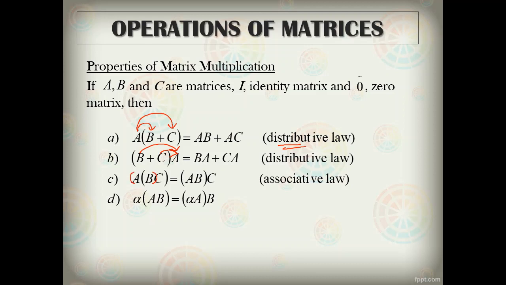When you have multiplication of three matrices, you can do A times B first and then multiply with C. That is called the associative law. Alright, and the multiplication of a scalar to the multiplication of matrices A and B: you can do the multiplication of the scalar to one of the matrices first and then multiply the rest.